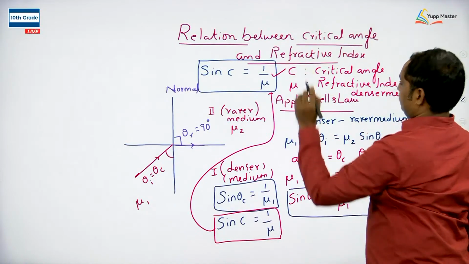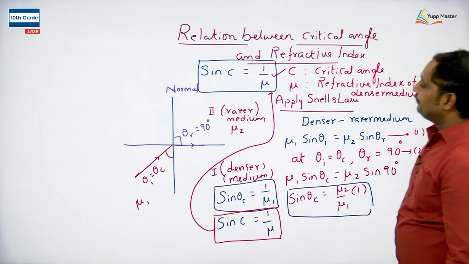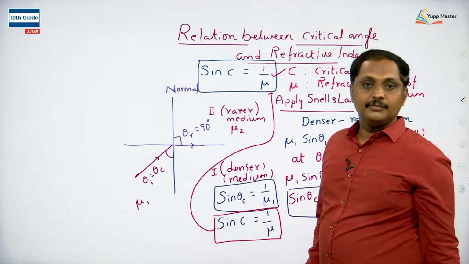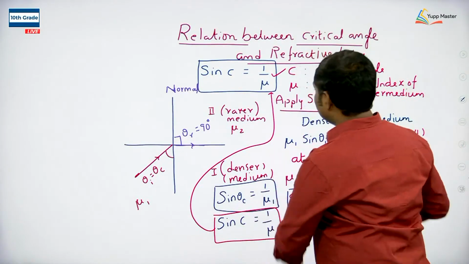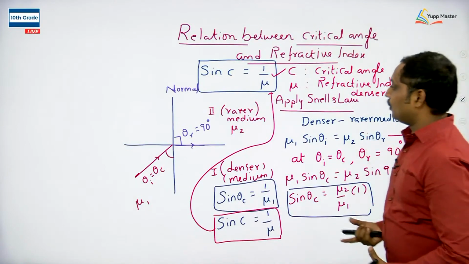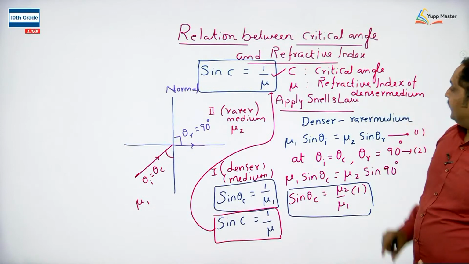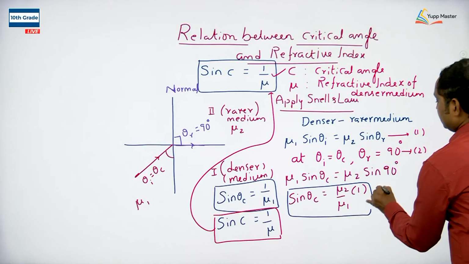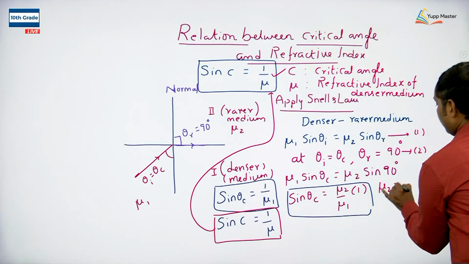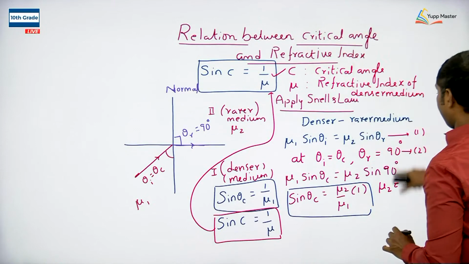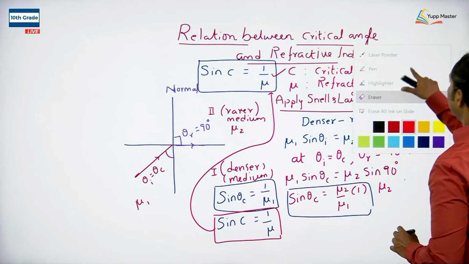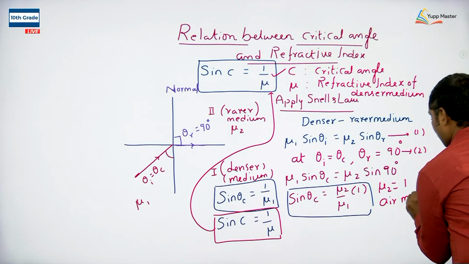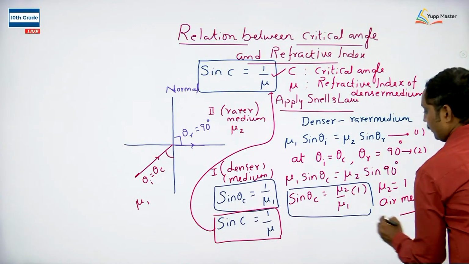So this is very clear. That is the clear expression. If you feel the observation is very easy, please take a screenshot, it might be useful. Here our consideration is that the rarer medium has mu 2 equal to 1, that is the air medium, so it becomes 1.